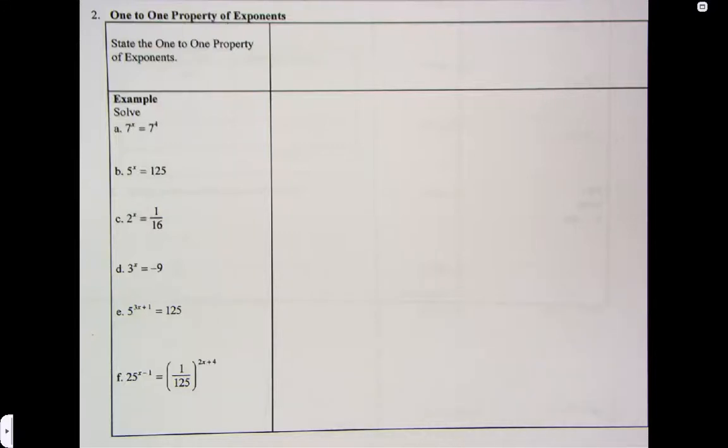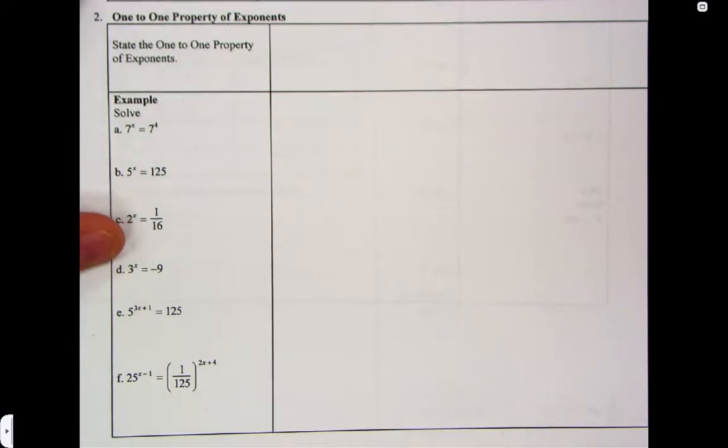Classwork 5.1, One-to-One Property of Exponents. State the one-to-one property of exponents.